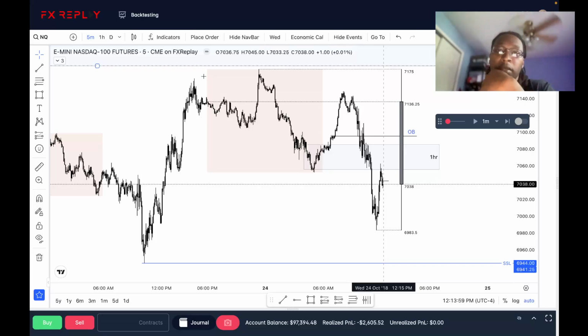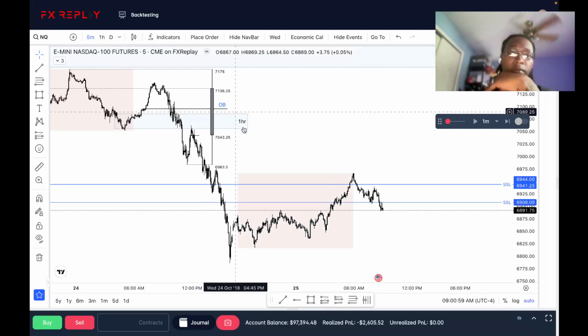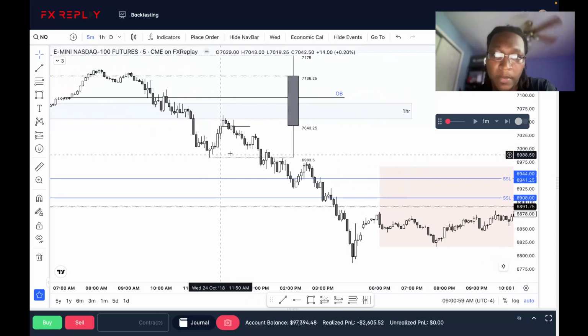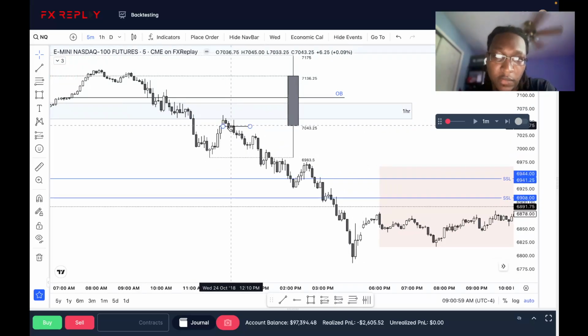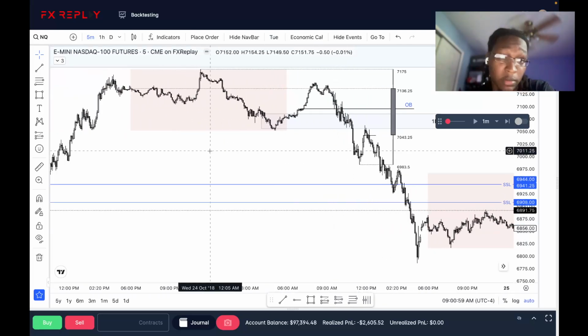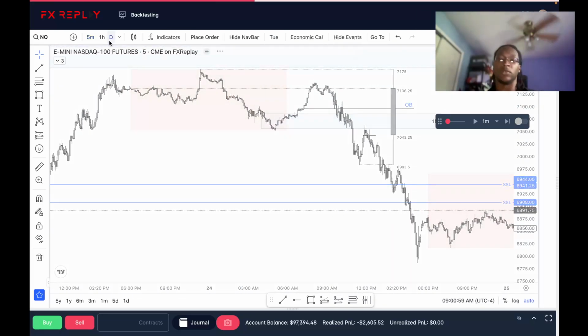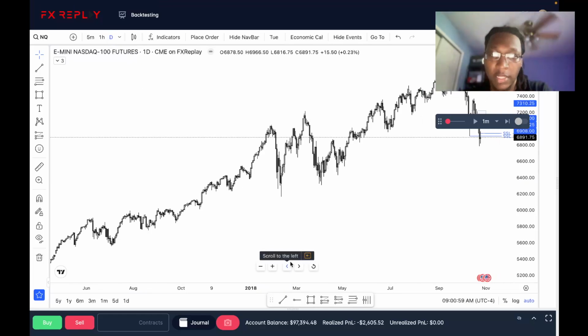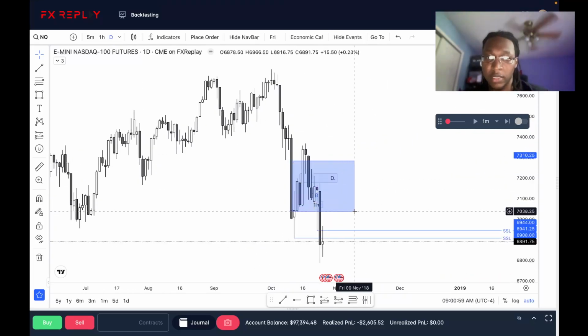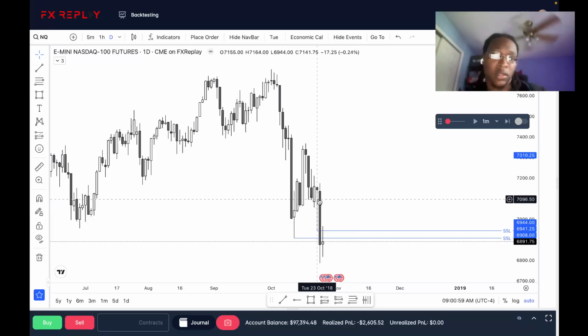Let's see what we're doing here. And the analysis was correct, right? Came up into the change in state of delivery here, taps it, and then drops off PM session. Beautiful, beautiful trade. Makes sense. Literally only took me 3 minutes. There's no reason for second guessing. Easy trade on a Wednesday.